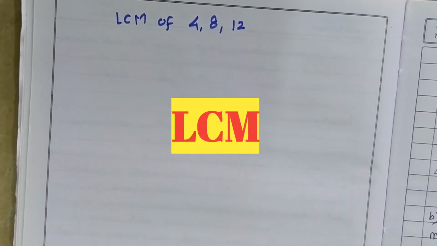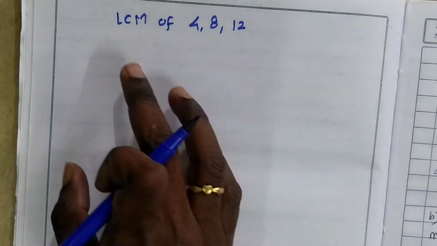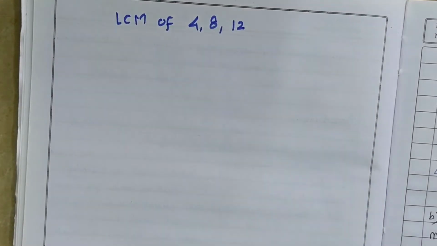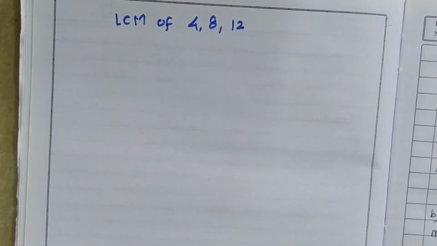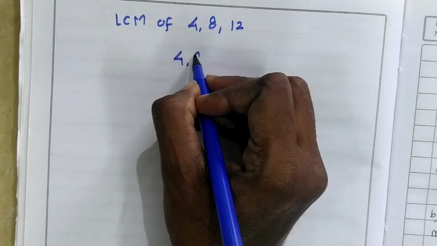Hello students, today let's learn how to find LCM of these numbers. This process is the same as HCF, but in HCF we have to see the common factors, and here it's not like that. So let's see some examples.